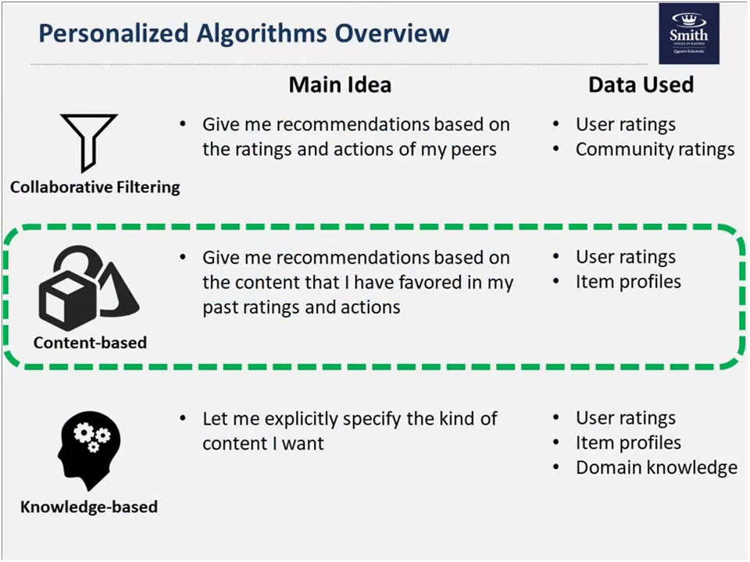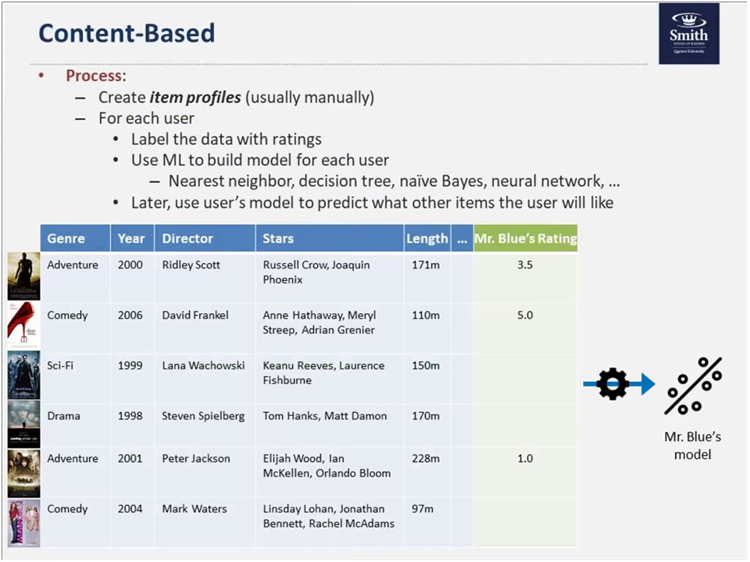Content-based is different in that it's not going to use the utility matrix. Instead, it's going to use something else. Let's see how it works. In content-based, what the algorithm does is it first builds these item profiles. And usually the algorithm needs help from a human to do this, but this is just a pre-processing step.